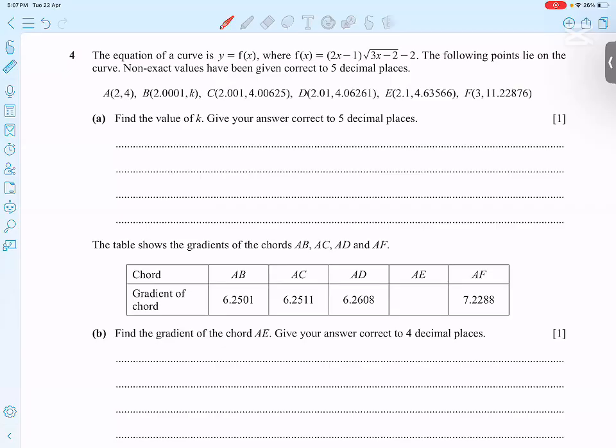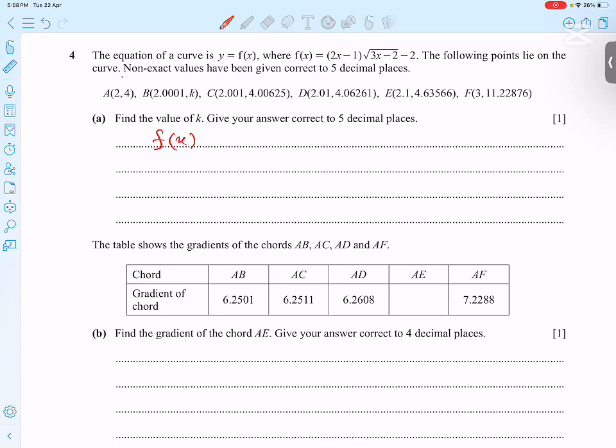Question number 4, we have the equation of a curve given like this, and the following points lie on the curve. Non-exact values are given to 5 dp's, and points A, B, C, D, E and F are all given, but he missed this k in the middle, so he's asking that we find it. So not a hard job, simple. This value you replace in x, and that's simple.